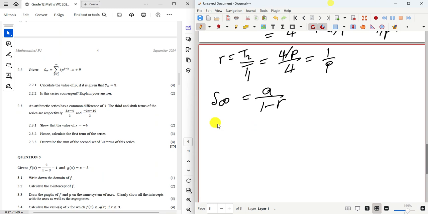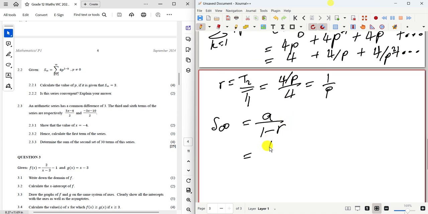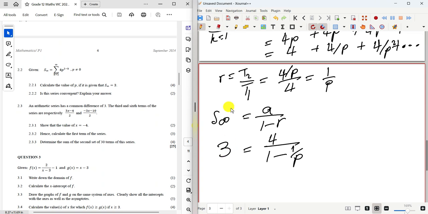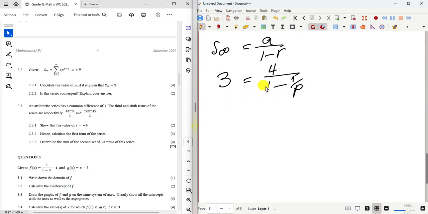So it will be a, which we said was 4, and r was 1 over p. Mind you, they said calculate the value of p if it is given that the sum to infinity is 3. Now multiplying throughout, we will have 3 minus 3 over p equals 4.